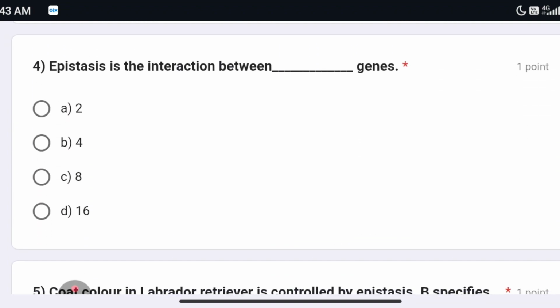Okay. The fourth question is, epistasis is the interaction between dash genes. The options are 2, 4, 8 or 16. The answer is 2 genes.